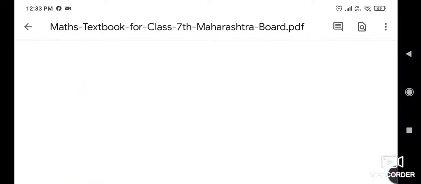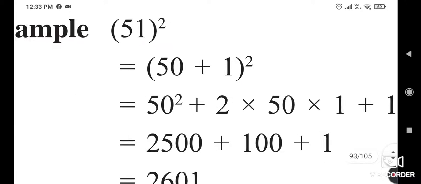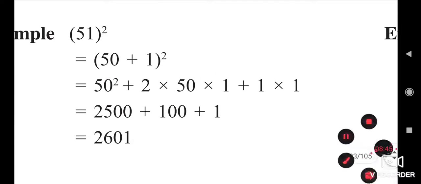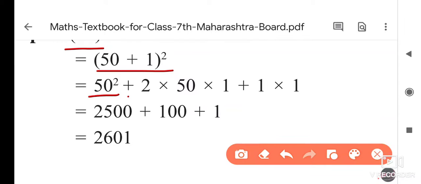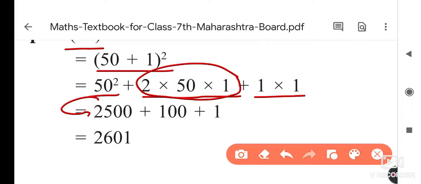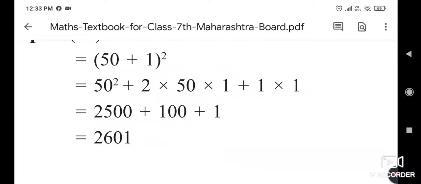Here we have to use the (a minus b) bracket square expansion. Here it is shown the same method that I showed you. 51 means 50 plus 1, 50 square means a square plus 2ab, this is a and that is b, and 1 square means 1 into 1. 50 square is 2500. Multiplication of all these terms between the plus signs we have to do together. So 2 fifties are 100 and 1 one is 1, and if you do the addition of this, you will get your required answer.